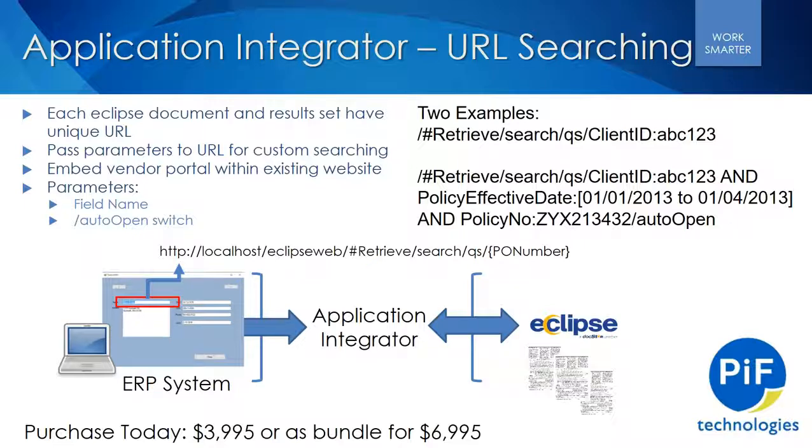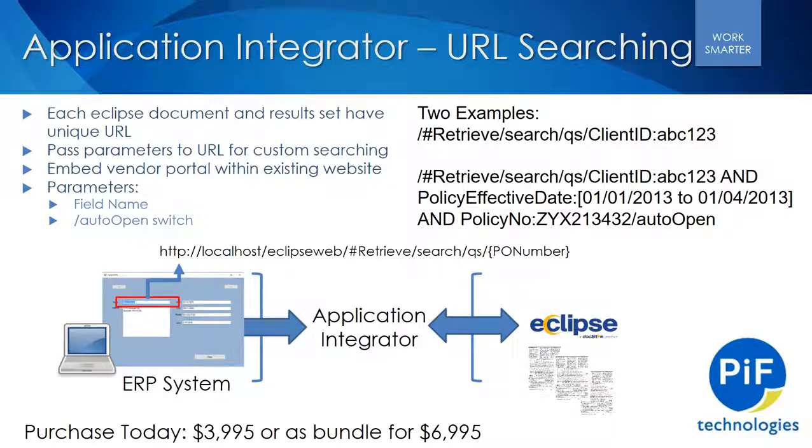Okay, so the Application Integrator is going to take a command line, in this particular case in a URL-based format, and you can see here this localhost Eclipse web. So this would be your Eclipse site, and you're going to pass in parameters to it. So this is a great way of embedding Eclipse documents within your existing website. It also can be used for integrating with other line of business applications, embedding a button or something to that effect.